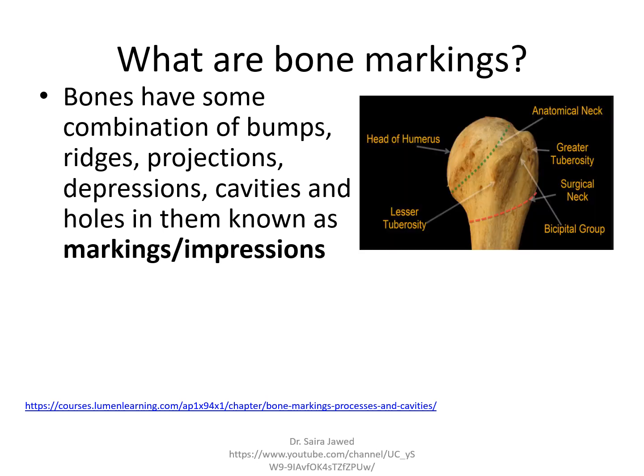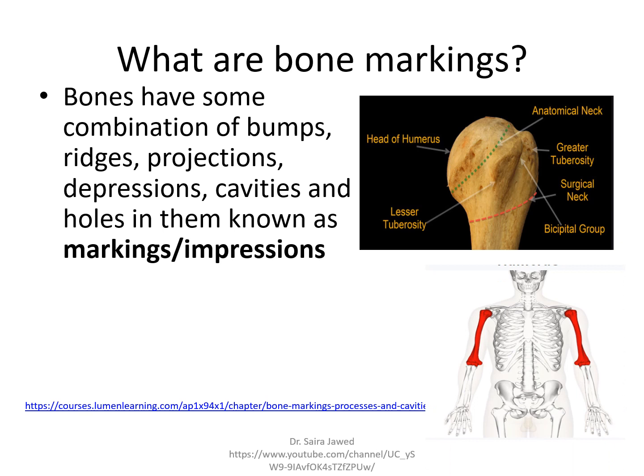For example, this is the upper end of the humerus. Humerus is the bone of the arm. Here you can see that the greater and lesser tuberosities and head of humerus are raised from the surface, whereas the bicipital groove is a depressed area. Collectively, all of these will be labeled as markings or impressions on the upper end of the humerus.